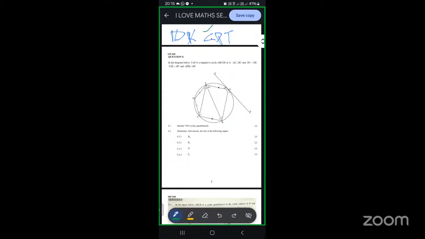Let's go to P, parallel lines. We were given this information here, so we're going to use it with our Maths fun technique.